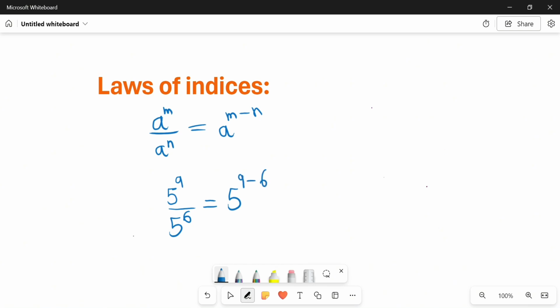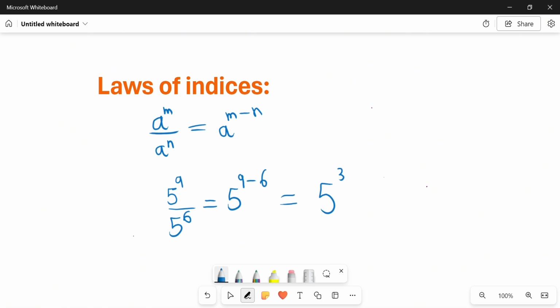Why did we do that? Because we have the same base and we have different powers or indices. So we kept the same base and then we subtracted the powers because we have a division here. So 5 to the power of 9 minus 6 would be 5 to the power of 3 because 9 minus 6 is 3. And how can we find the final answer of that?